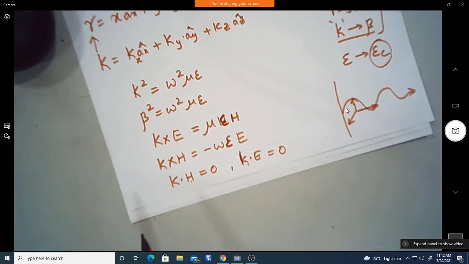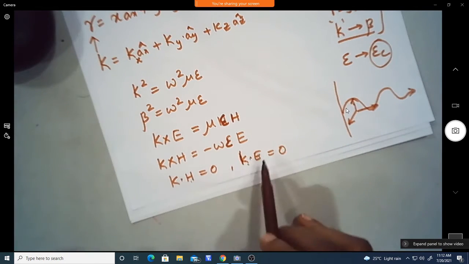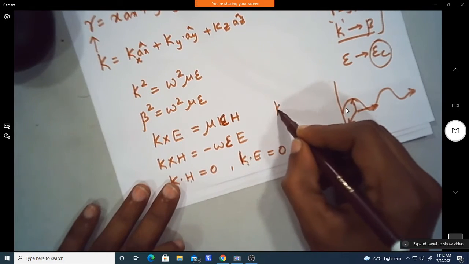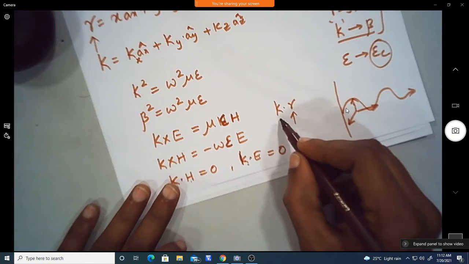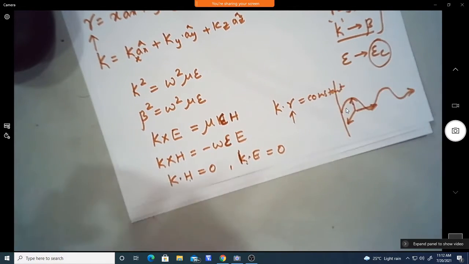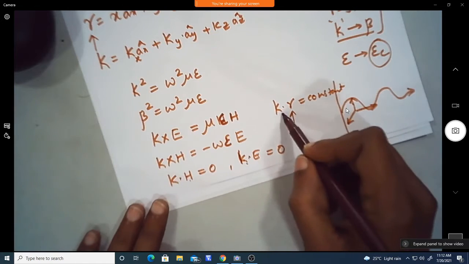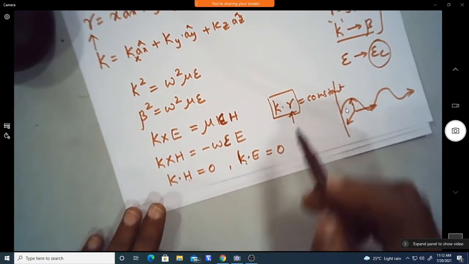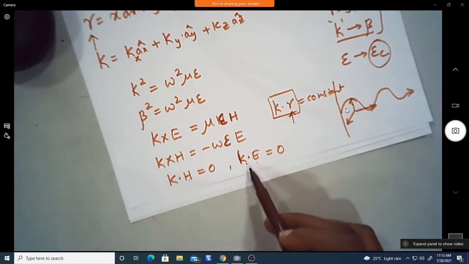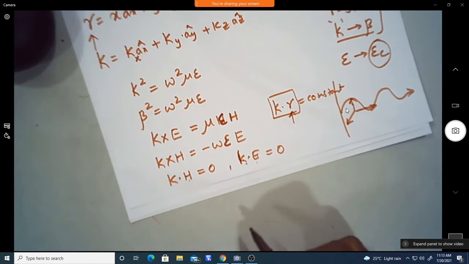And also for the electric field and magnetic field, the product of the position vector and the propagation vector should be constant. If you take some plane, something like the xy plane, yz plane, or zx plane, whatever plane you take, where the dot product k dot r is constant, in that plane E and H will be there. So that is the meaning of k dot r equal to constant.